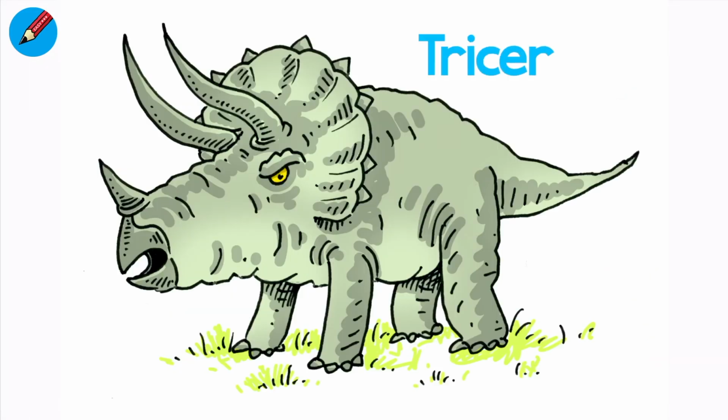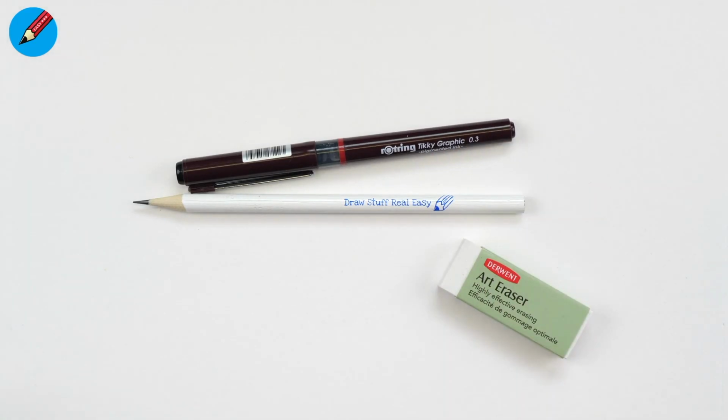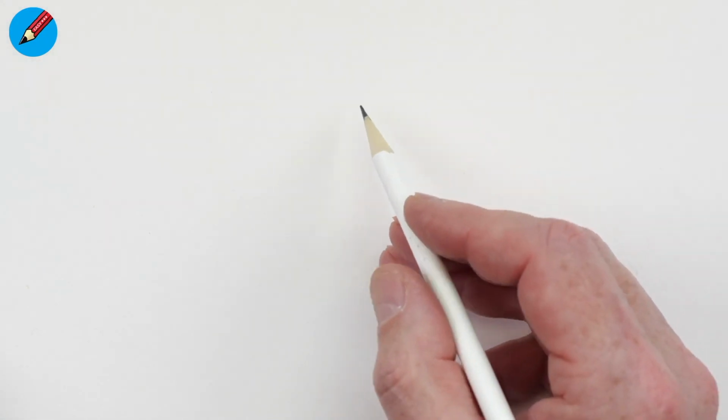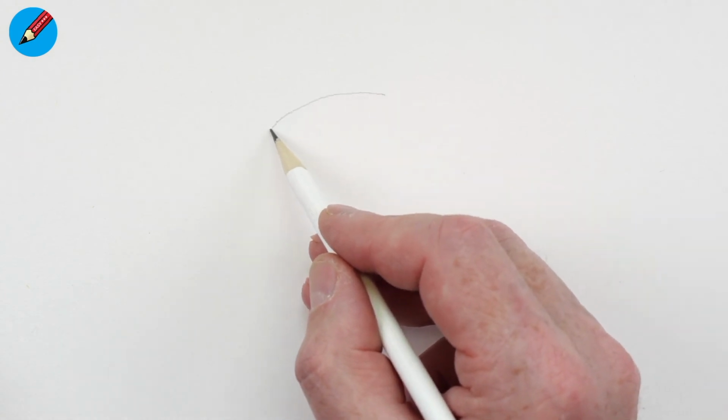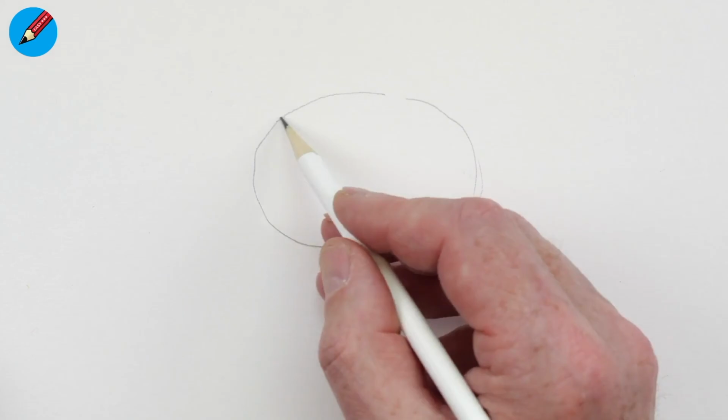This video shows you how to draw a Triceratops. You'll need a pencil and a pen and an eraser. Triceratops is a really weird thing to draw. So I'm going to start with sort of a lump, like an egg or something like that.